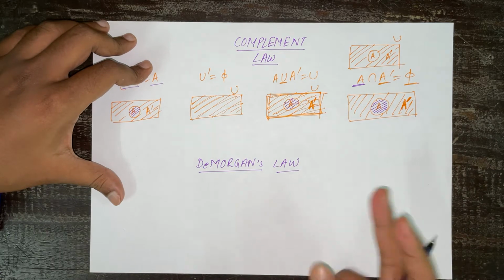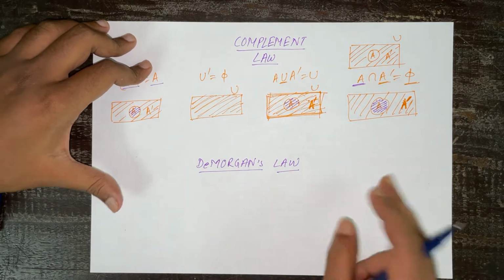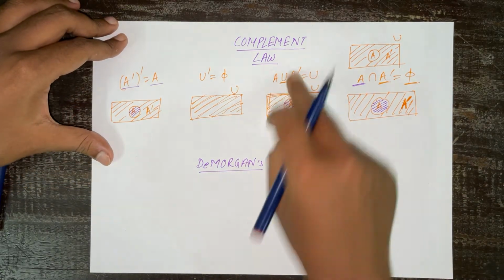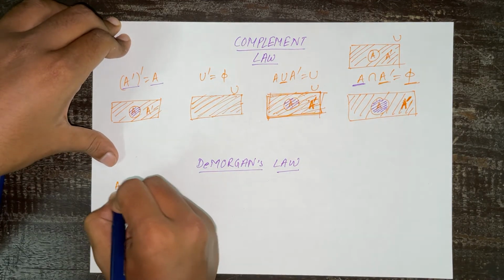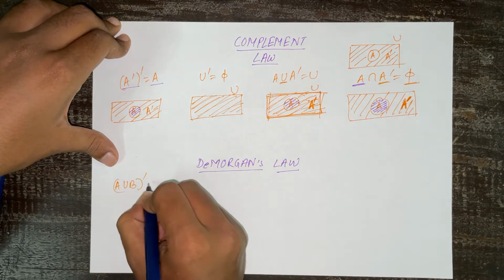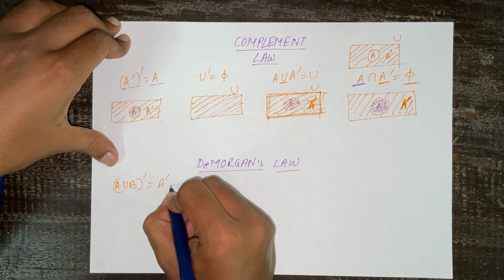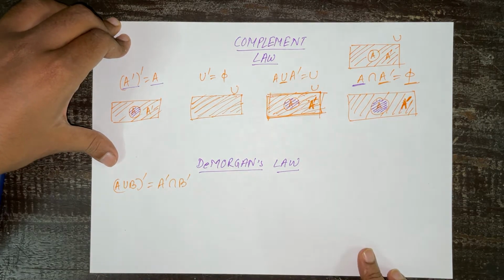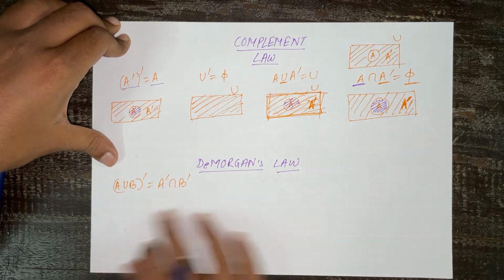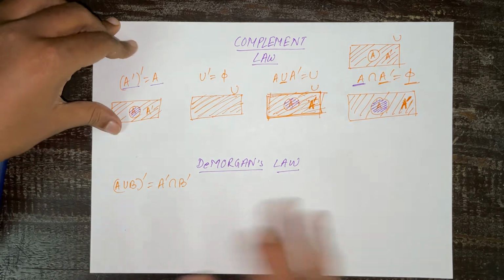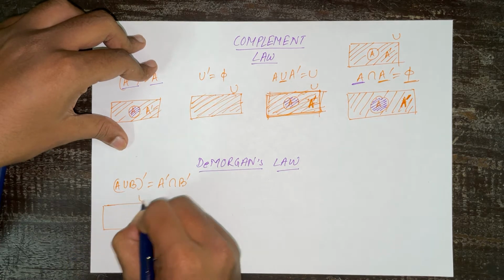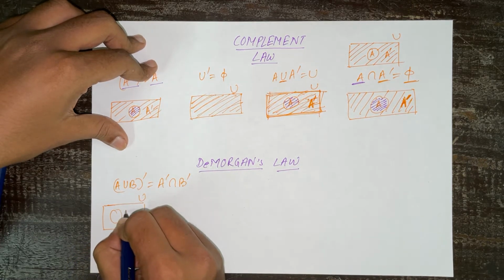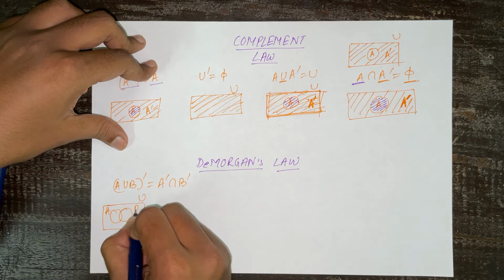Now let's move on to the next one, that is De Morgan's law. De Morgan's law uses this complement law. So what do we have in De Morgan's law? We have A union B complement is equal to A complement intersection B complement. How do we justify this? Let's take a universal set, and suppose we have A and this is B.